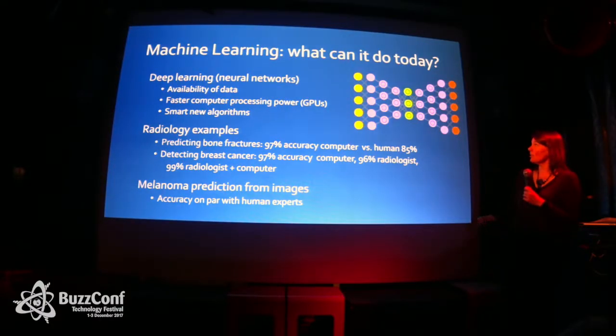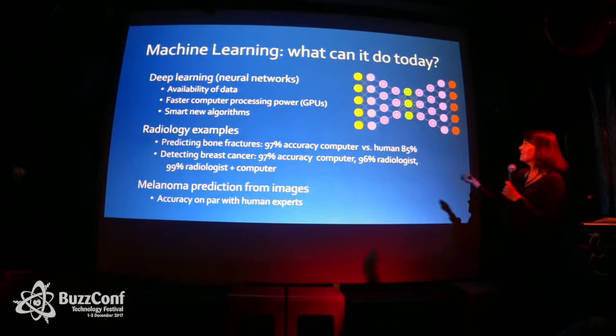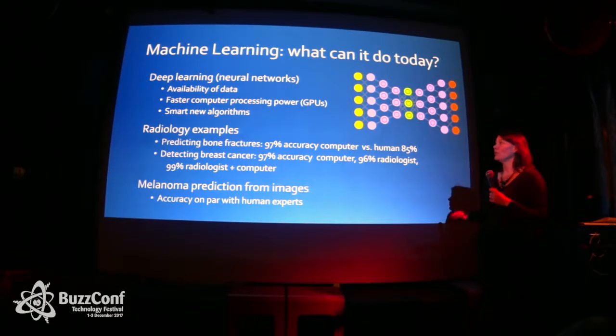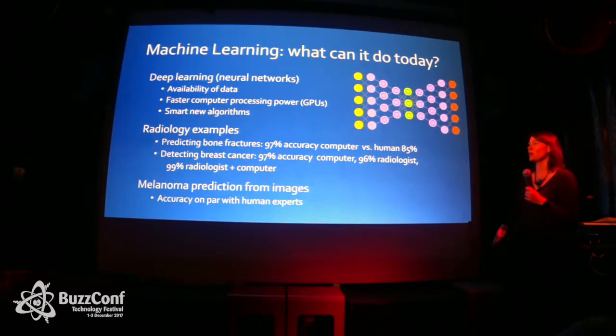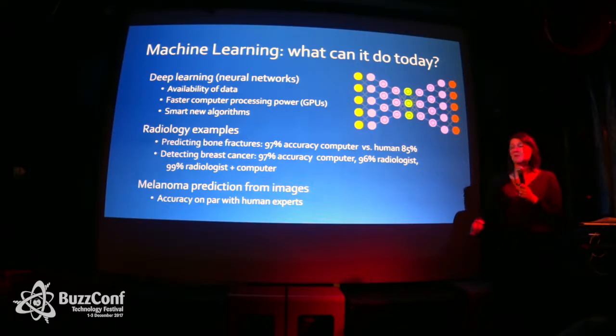Okay, I'm running out of time because I have too many slides. But I'll just talk about a few examples of things that are happening. So I already mentioned the melanoma prediction from images, and I said on par here, but actually the data suggests that the algorithms are doing better than the human experts.